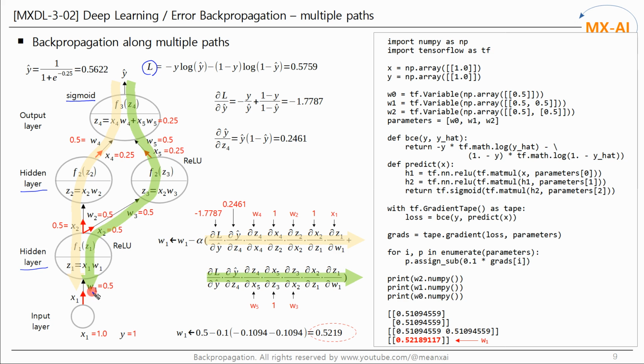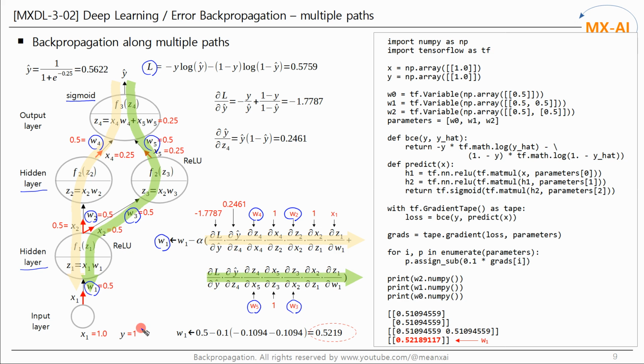The gradient of the loss L with respect to W1 is backpropagated along these paths. This path goes through W4 and W2, and this path goes through W5 and W3. So W1 is updated in this way using the chain rule. The yellow path is expressed as a chain rule like this. This path goes through W4 and W2. The green path is expressed as a chain rule like this. This path goes through W5 and W3.